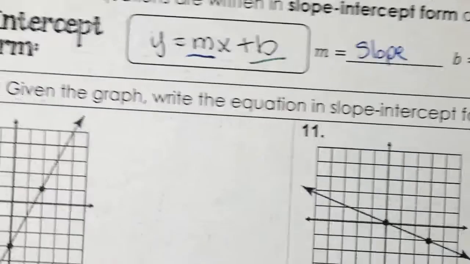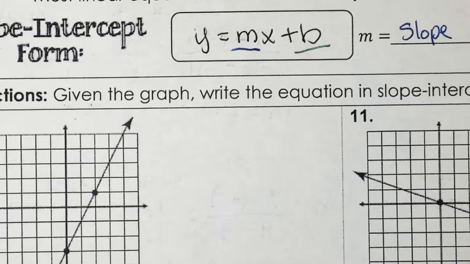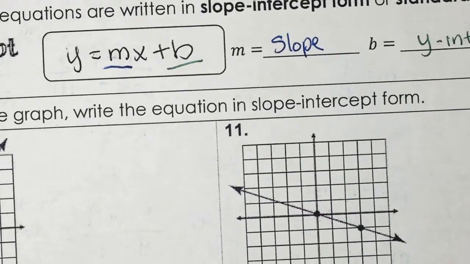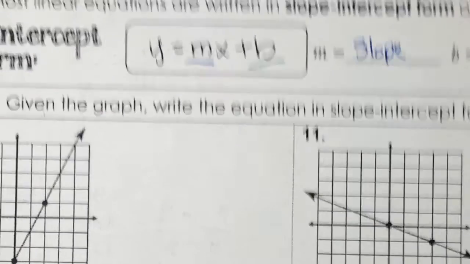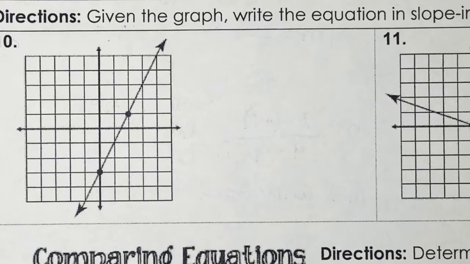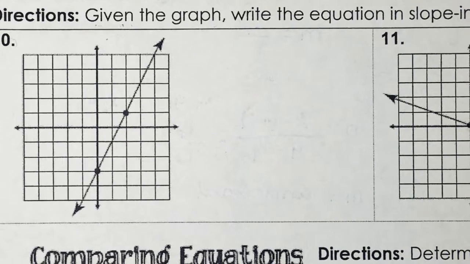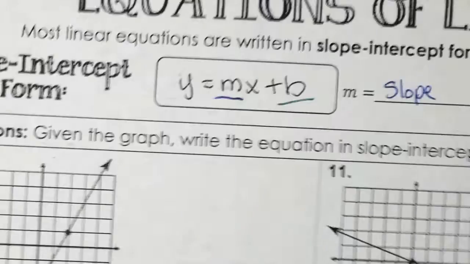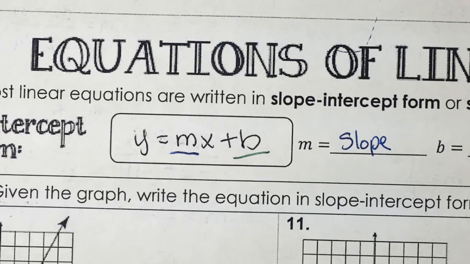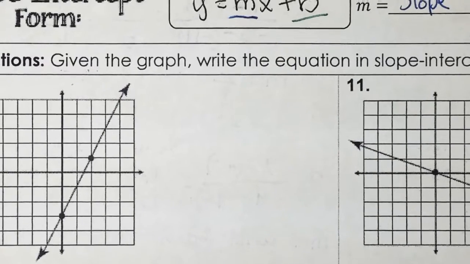So you got slope-intercept form, where your slope is M, B is your y-intercept. Down here, it says given the graph, write the equation in slope-intercept form. So you got a line on the graph, we want to write the equation of this line. To write the equation of this line, we need two things. We need M and B. I always get B first, that's just me.